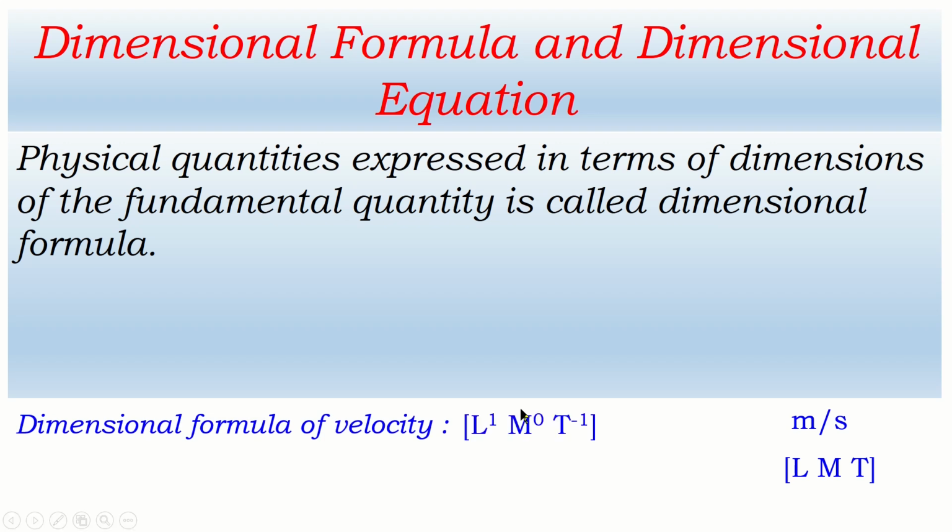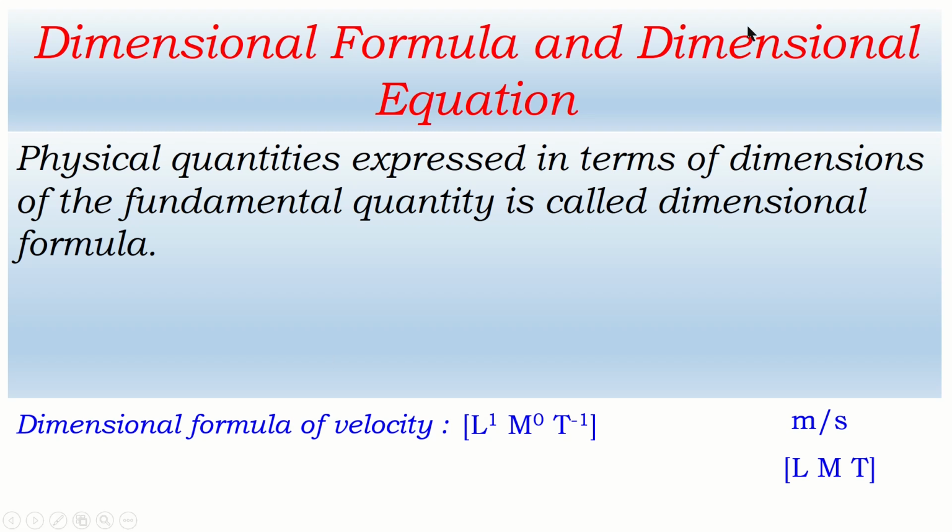Length is involved once in this unit of velocity, and mass is not involved, that's why mass is involved 0 times, and time is involved once, but it is in the denominator. It means length is divided by time. This is represented by the dimensional formula. This is the dimensional formula of velocity.